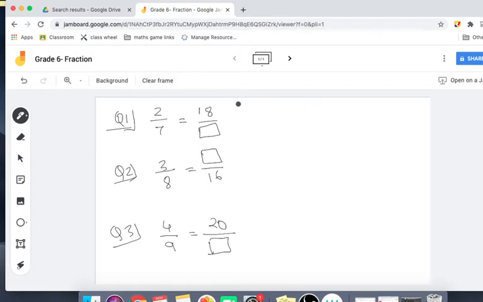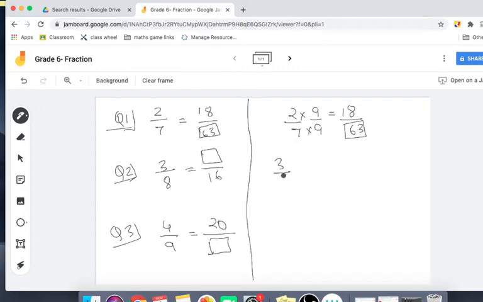Okay, let's check the answers. 2 में what will we multiply so that we can get 18? We are multiplying 9. So in the 7 also we will multiply 9. So 7 into 9 is 63. So 63 is your answer here. Okay, so you have to write 63 in the block.